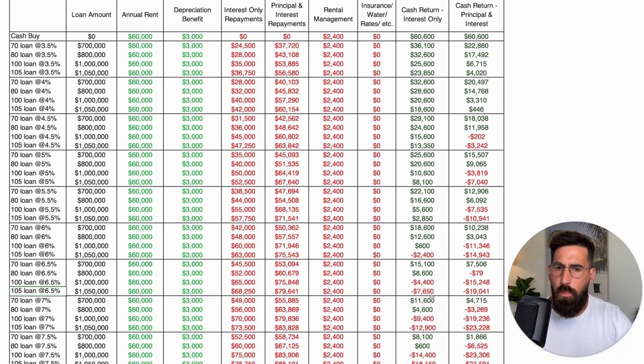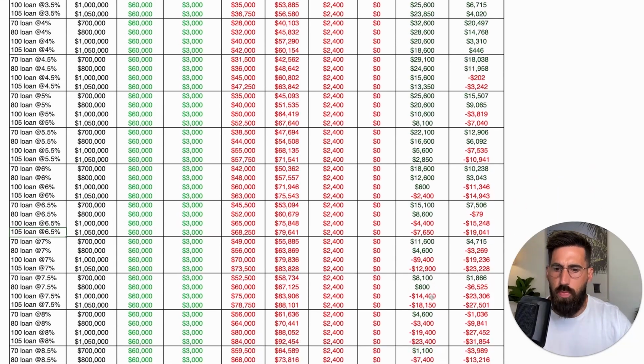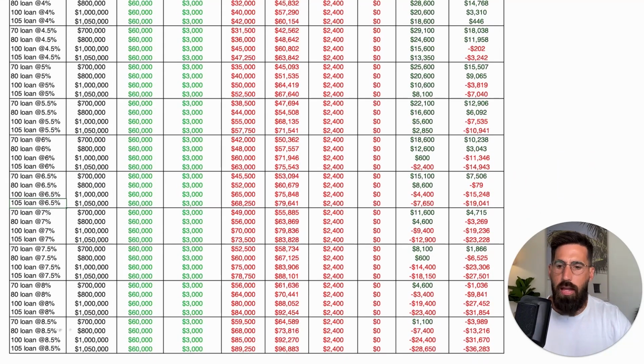So this is the power of commercial property. Even at high interest rates, the properties are quite manageable. Even if we go up to 8.5% interest rates on a 70% loan, you're still cash flow positive. If you compare this with a residential, you're going to be very, very negative at 8.5%. On a $1 million property, probably $30,000, $40,000 a year negative, which we'll go into in another video.